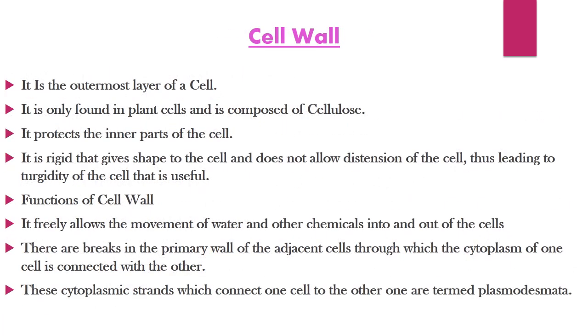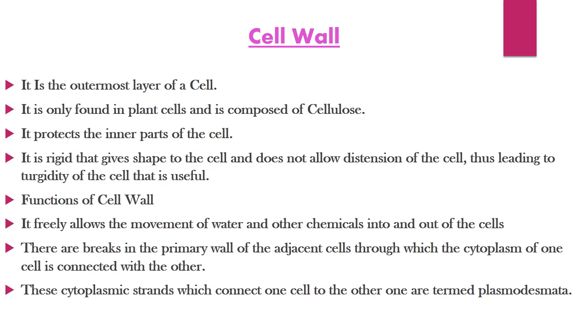Next one is the cell wall. This is the outermost layer, composed of cellulose, and found in plant cells. It protects the inner part of the cell. It is rigid, which gives shape to the cell and does not allow distension of the cell, thus leading to the turgidity of the cell that is useful. Next function: it freely allows the movement of water and other chemicals into and out of the cell.